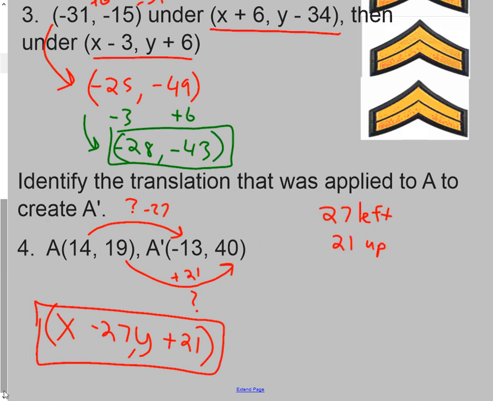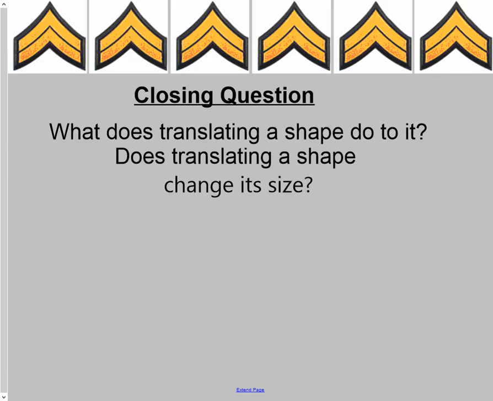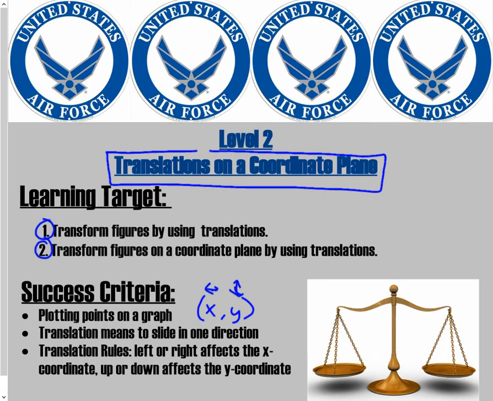All right. Last example, that's the last example I want to touch on. I just want to revisit, first of all, asking you the question, what does translating a shape actually do? And would it ever change the size? Those are 2 thought questions I'd like you to think about. And then revisiting our goal and our success criteria. We can easily transform by translations just by sliding. You can do it on the graph. And then we can use those rules in number 2 on a coordinate grid to be able to do that.